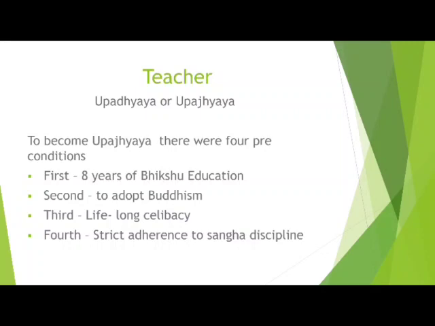Second, to adopt Buddhism. Third, lifelong celibacy. Fourth, strict adherence to Sangha discipline. Only scholars possessing high morality and self-control could become Upajaya. These Upajaya had to make arrangements of boarding and food for their students, impart knowledge to them, and guide them to overcome worldly attachment.